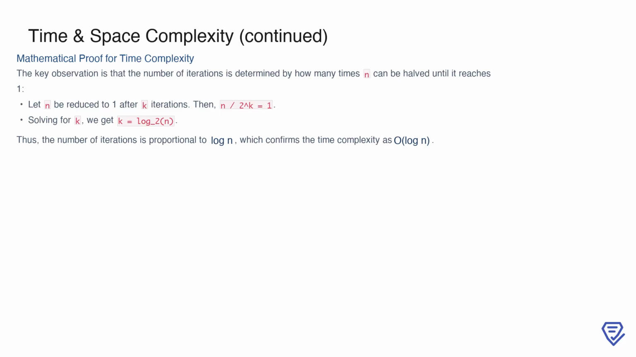To solidify our understanding of the time complexity, we can provide a mathematical proof. The critical insight is that the number of iterations corresponds to how many times n can be halved until it reaches 1. If we let n be reduced to 1 after k iterations, we can express this as n/2 to the power of k equals 1. Solving for k gives us k equals log base 2 of n, which directly shows that the number of iterations is proportional to log n. Since each iteration performs a constant amount of work, this confirms that the time complexity of the solution is O(log n). This mathematical reasoning aligns with our earlier explanation and highlights the efficiency of the approach.